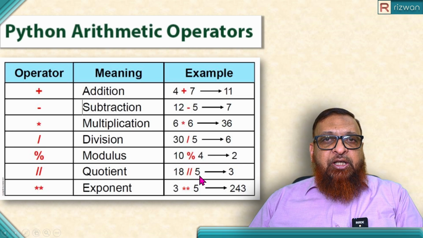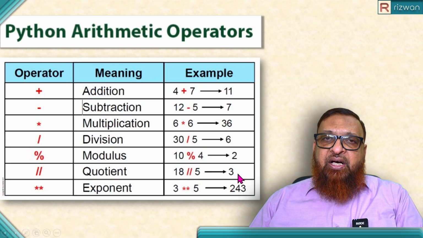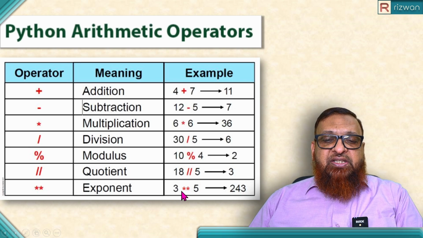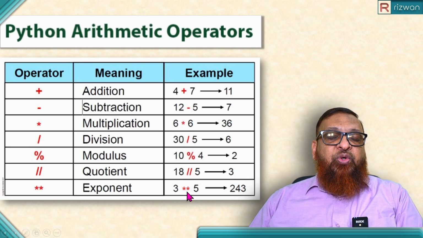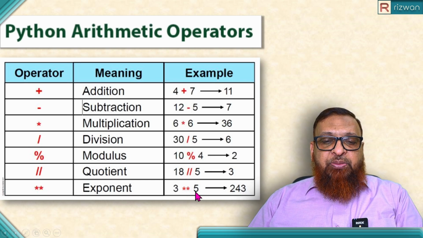So 18 divided by 5 is 3 point something, right? The decimal part will not be there. So this is an integer division. The quotient operator is nothing but integer division. For 18 divided by 5, whatever value we get, the decimal part we are going to discard. Now this is 3 to the power of 5. Power we are going to represent in the form of double star, the exponent. 3 to the power of 5 is 243.